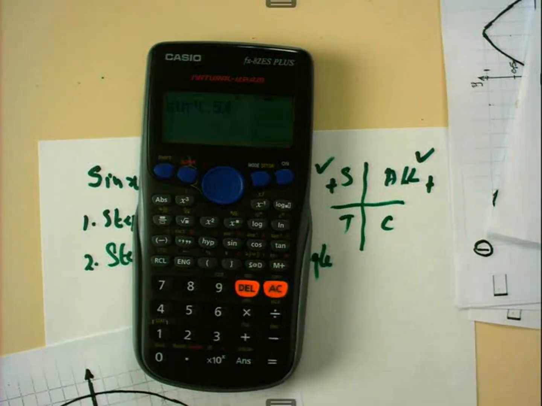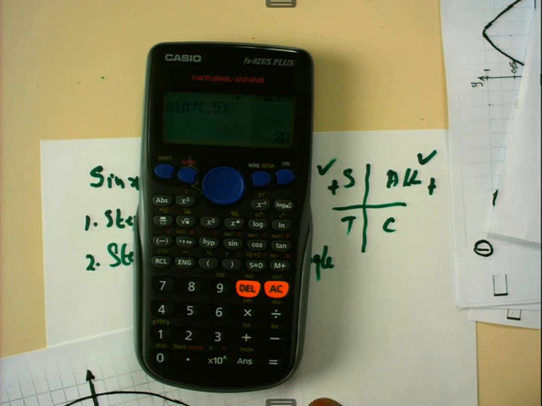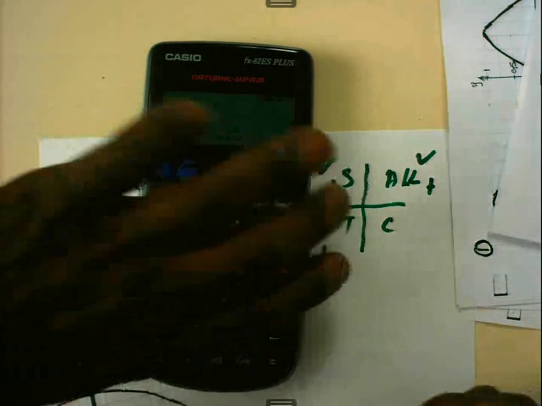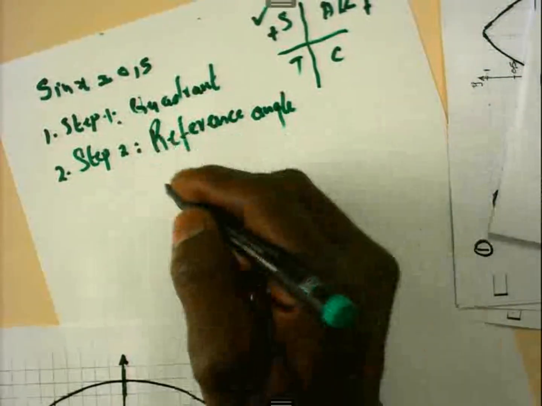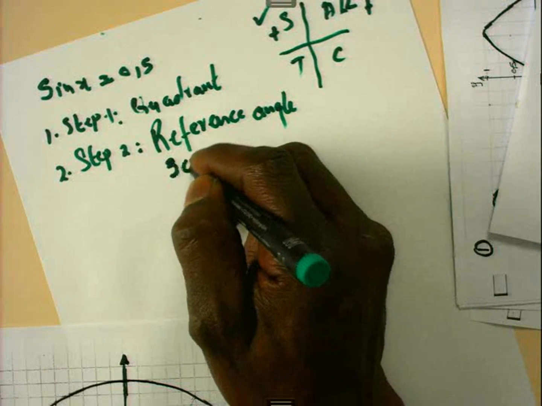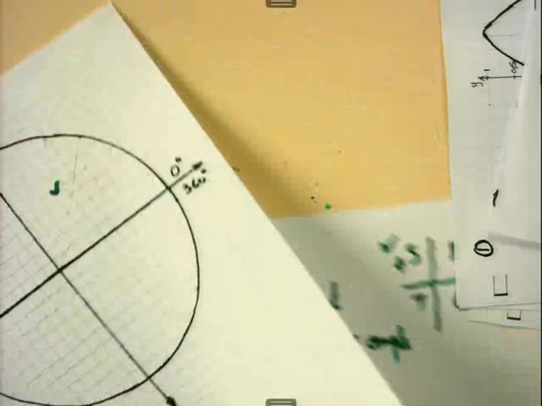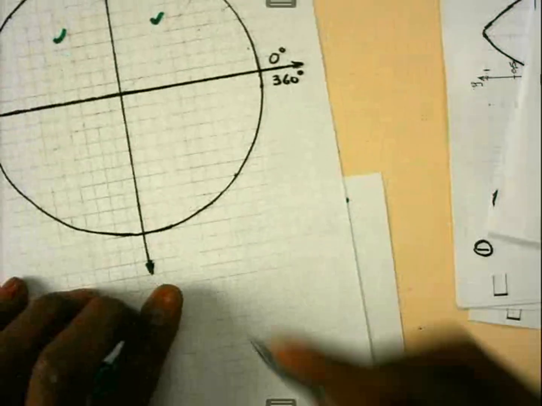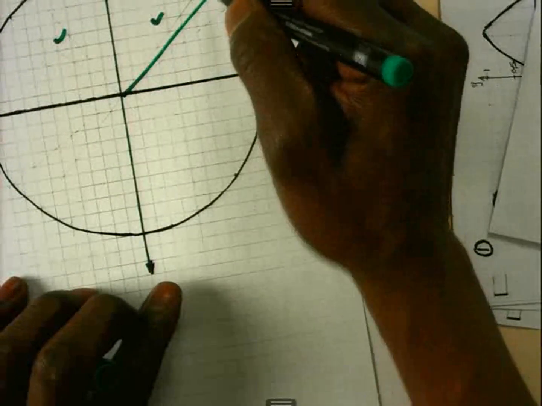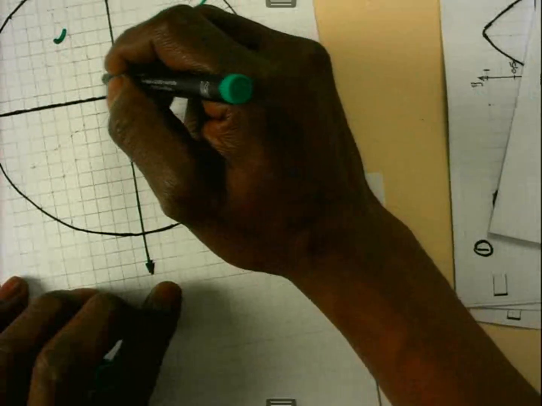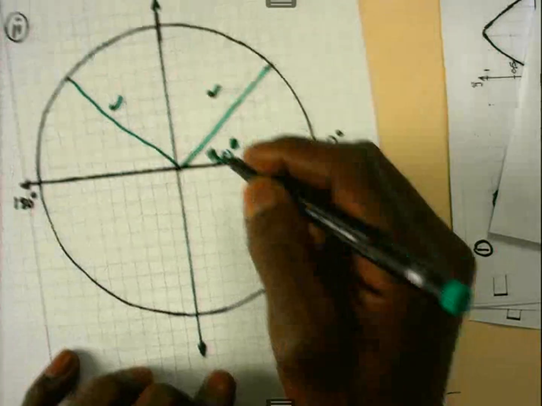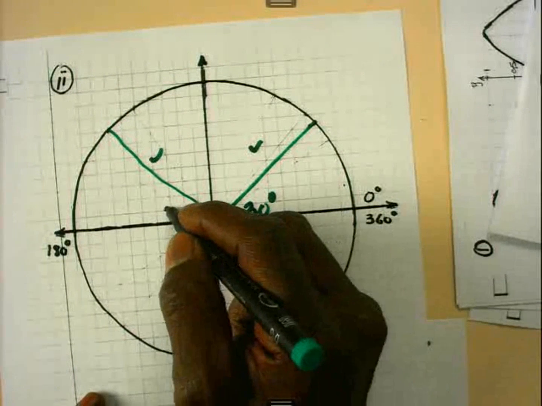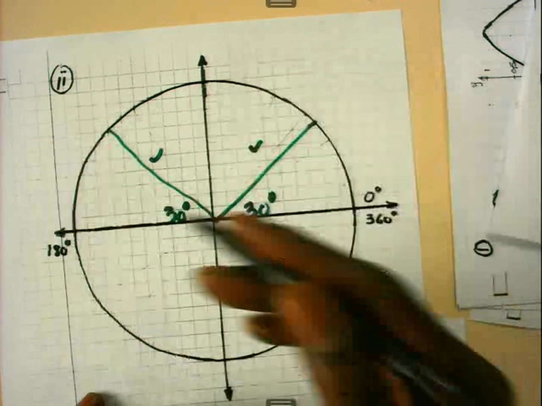I must also close the bracket. And then we press equals, and we get the value of 30 degrees. Now, this 30 degrees, we said we have identified the quadrant. We are working in the first quadrant and the second quadrant. So we are having 30 degrees in the first quadrant, and we are having 30 degrees in the second quadrant.